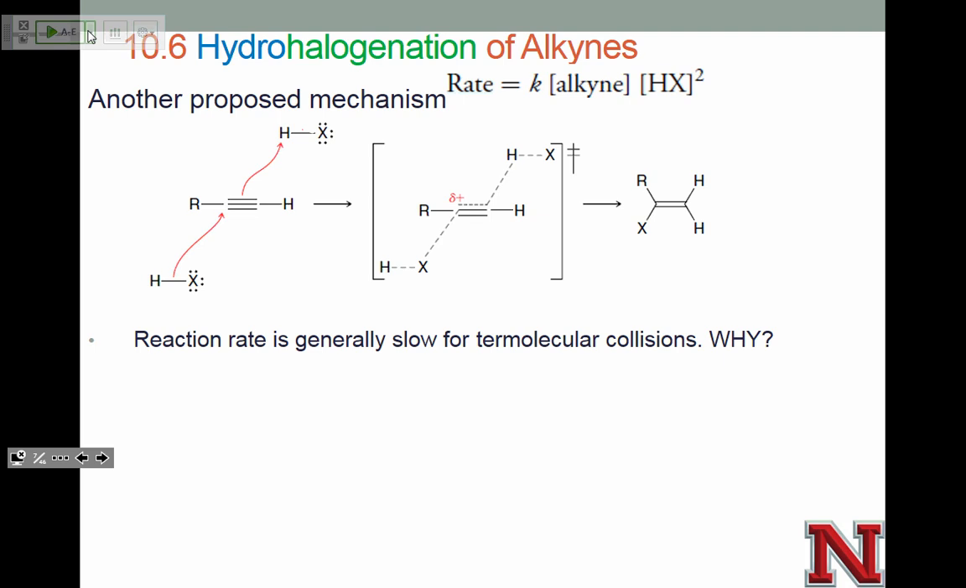In that way, we're never forming the full carbocation, so it's a little bit more stable. We still are going to have a partial positive on the more substituted carbon, which is why our halogen attacks the more substituted. In reality, this kind of mechanism is going to be slow because it's going to take more time for three molecules to collide in the right orientation to allow this to happen. So that also explains our slower reaction conditions.